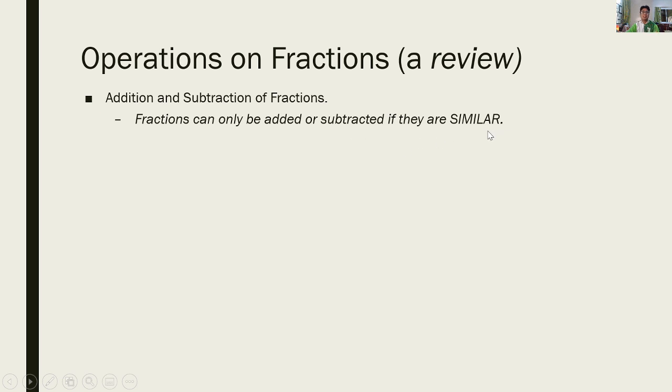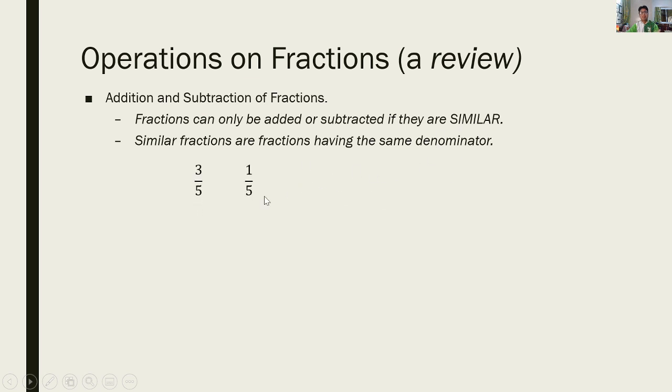Now, what do we mean by similar? Similar fractions are fractions having the same denominator. So if we have here now fractions, we have to focus on the denominator. If the fractions that we are comparing have the same denominator, then it belongs to similar fractions. Let's have here now an example. 3 over 5 and 1 over 5. These are called the similar fractions.